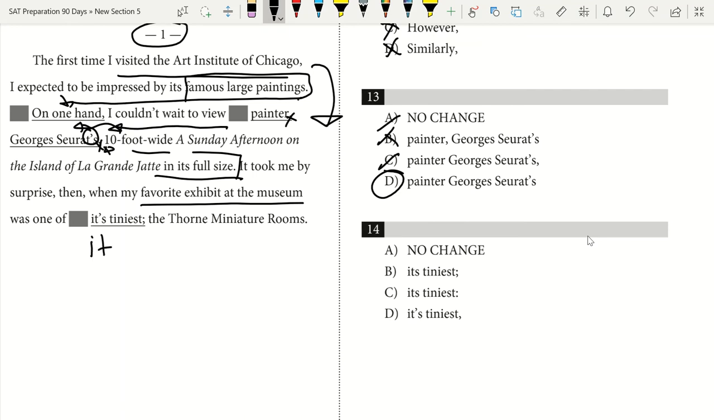"Its," in this case, is referring to the museum and the museum owning this tiniest exhibit, right? So "its" should not have an apostrophe between that T and the S. So we can get rid of anything with that apostrophe, which is going to be options A and B. Now we have to decide if we want a colon or a semicolon after it. We can't use a semicolon because a semicolon needs two independent clauses, and the Thorn Miniature Rooms is not an independent clause. Therefore, I know my answer is going to have to be C.